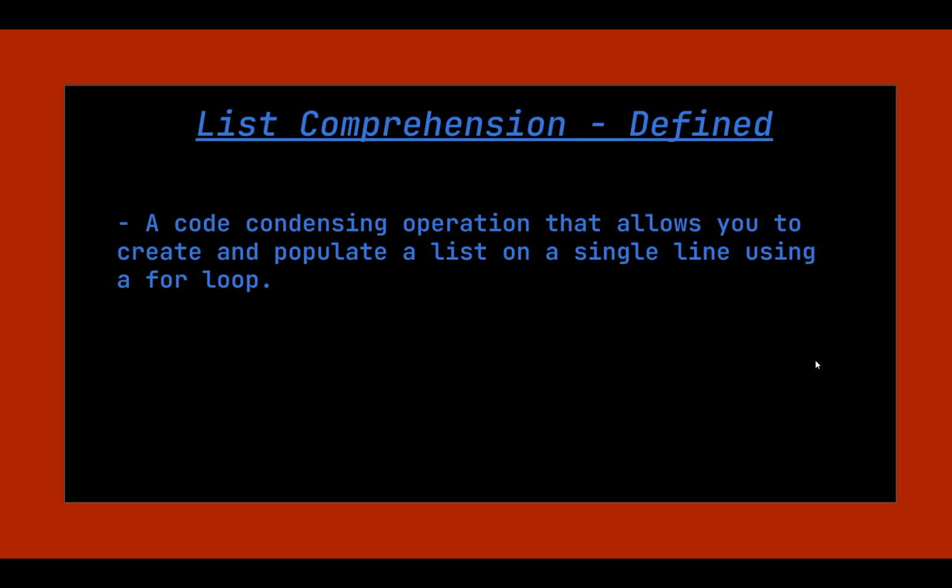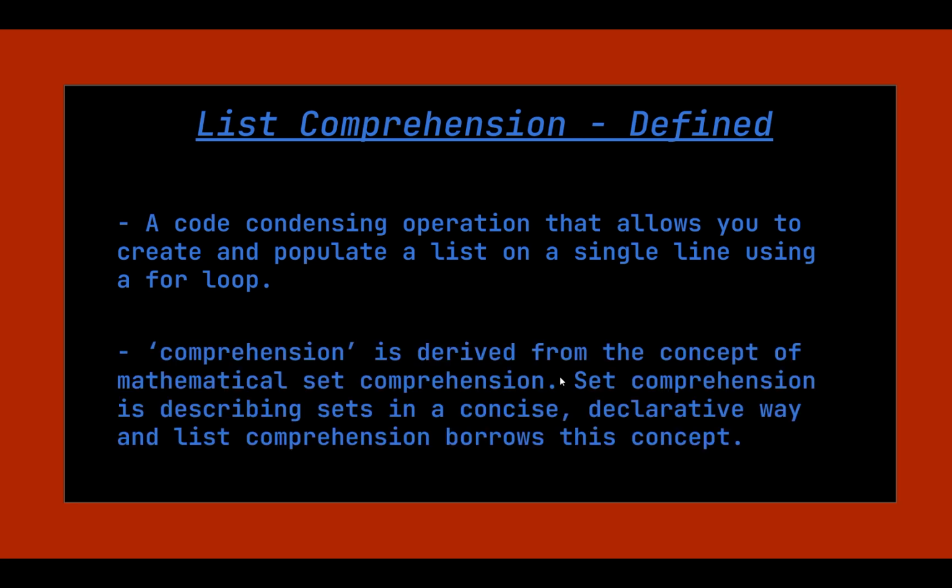Yeah, code condensing operation. And really it's a way a lot of people use to make one-liners in code, and it's never really necessary to do list comprehension, but it's a way to shorten lines of code and in many ways make your code look cooler and more uber, if that is a term.